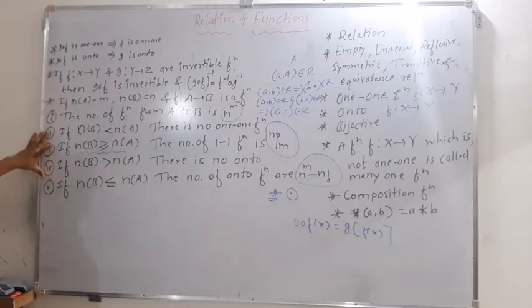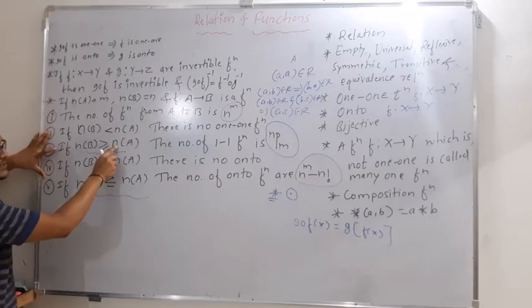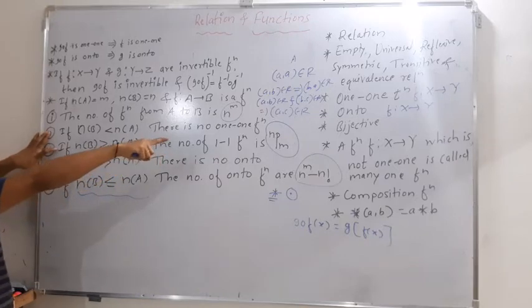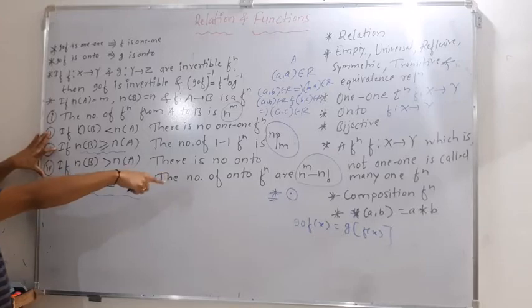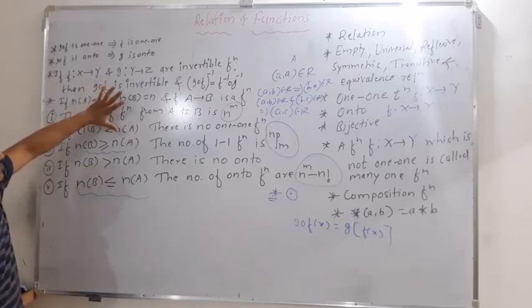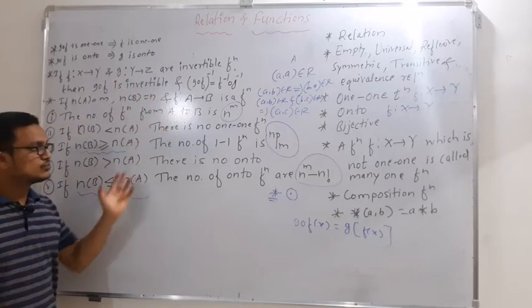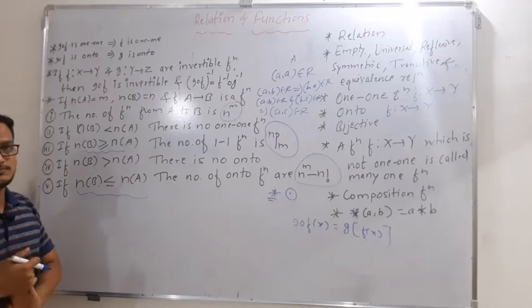See, in these four points, when n(B) is greater than or equal to n(A), we can form 1-1 functions, and if n(B) is less than or equal to n(A), we can form onto functions. Both have different formulas, so don't get confused with greater than or equal to and less than or equal to. These are some of the points which will help to solve the questions. Please pause the video to note it down.